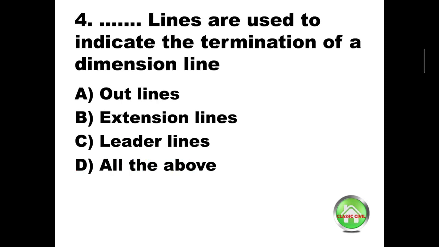Fourth question. Dash lines are used to indicate the termination of a dimension line. Option A, outlines, option B, extension lines, option C, leader lines, option D, all the above. Dash lines are used to indicate the termination of a dimension line. Answer is option B, extension lines.